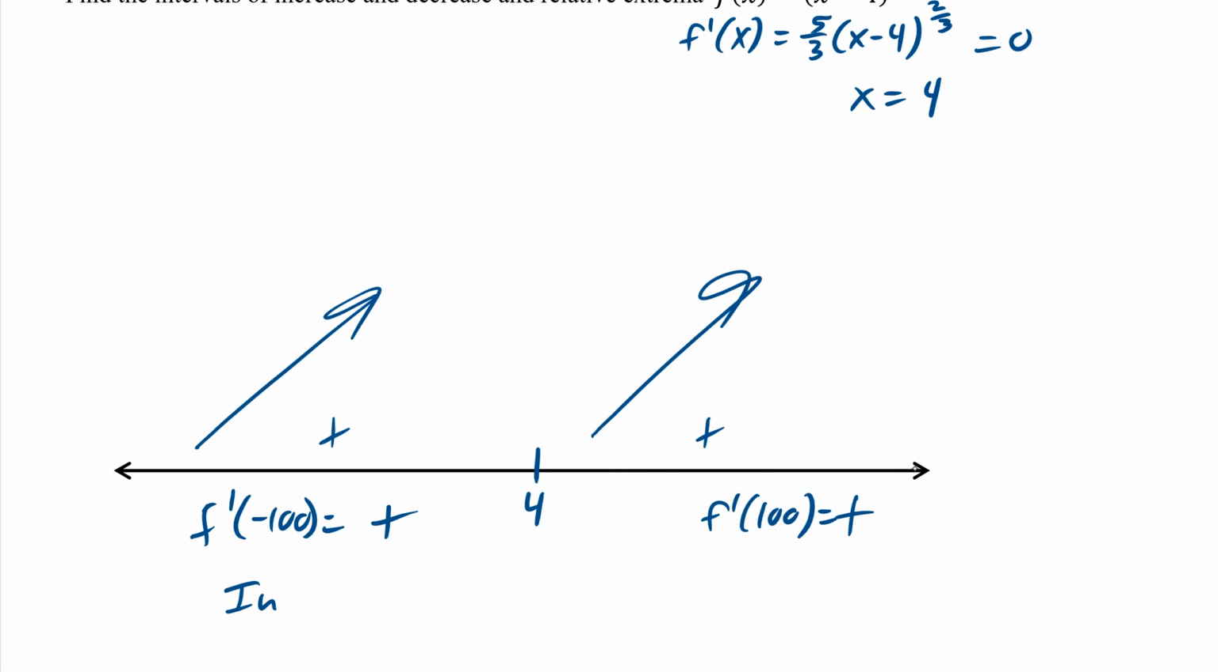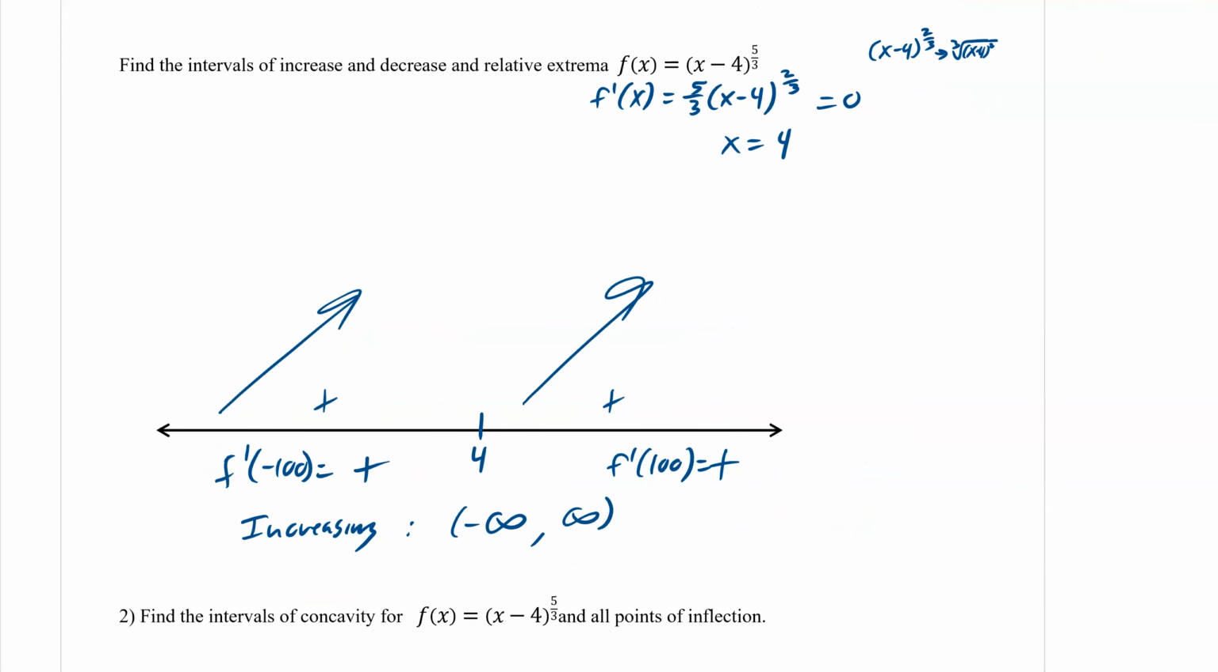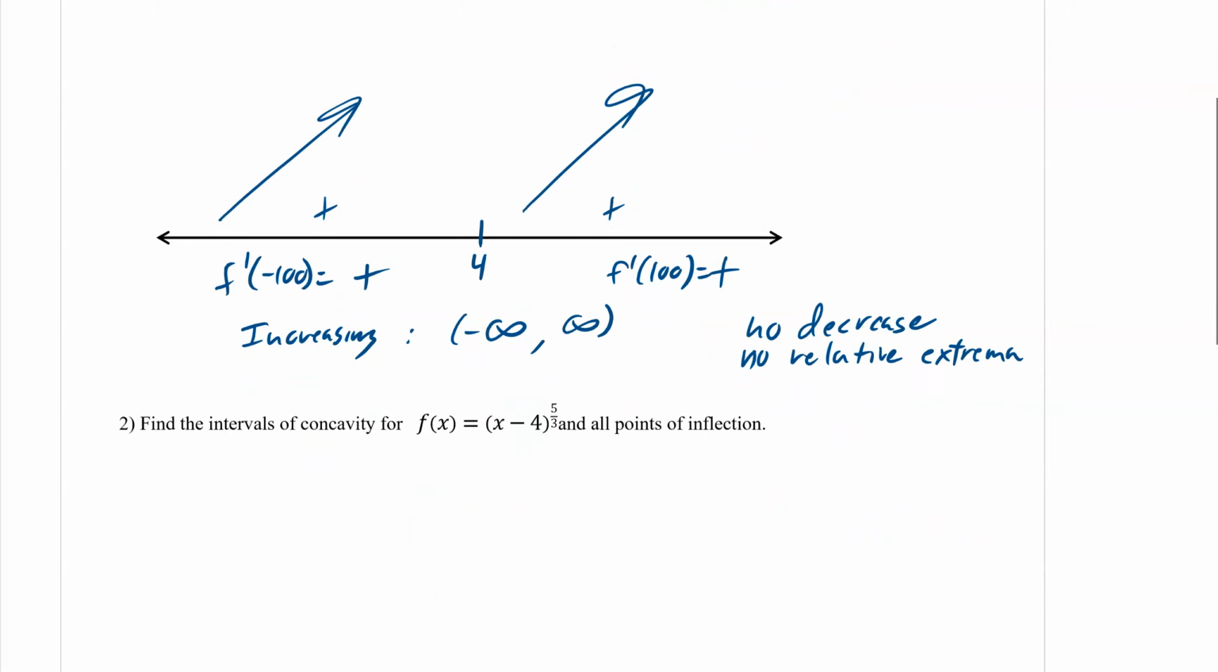So it is increasing from negative infinity to positive infinity all the time. There is no decrease. And so if we don't get a change from increase to decrease or decrease to increase, there's no relative extrema either. And there we go. So how about intervals of concavity?